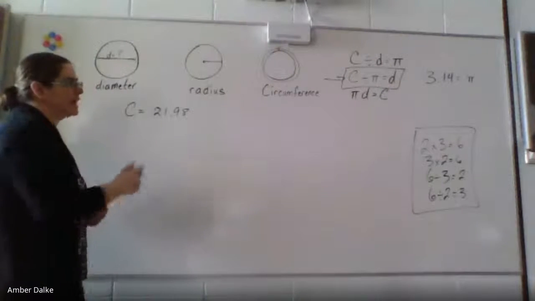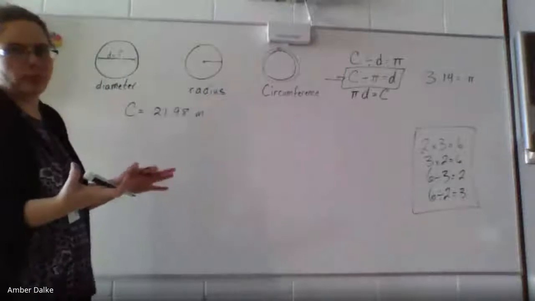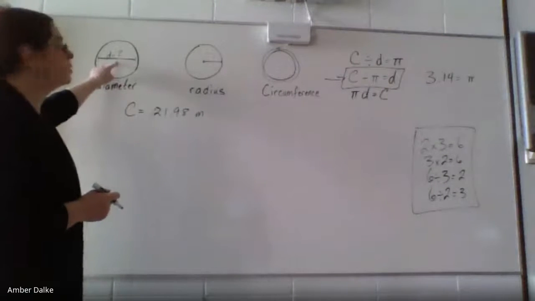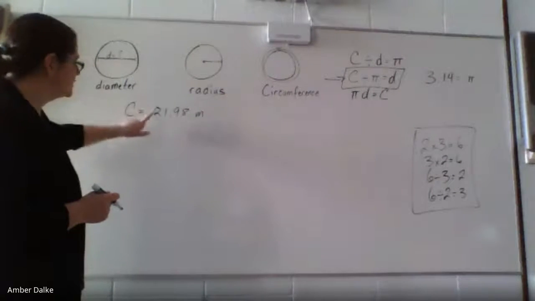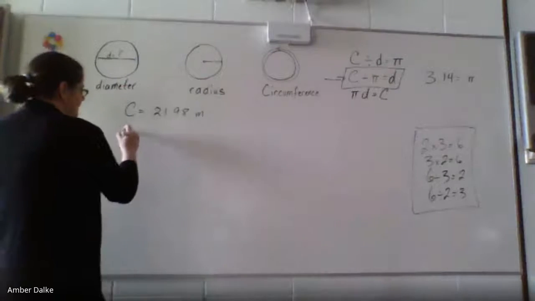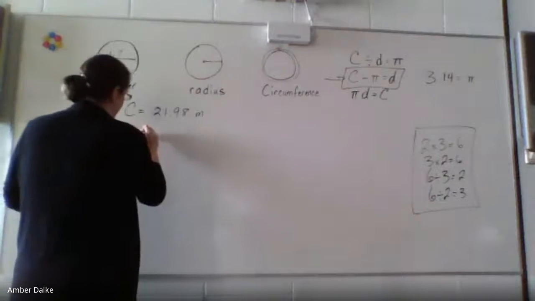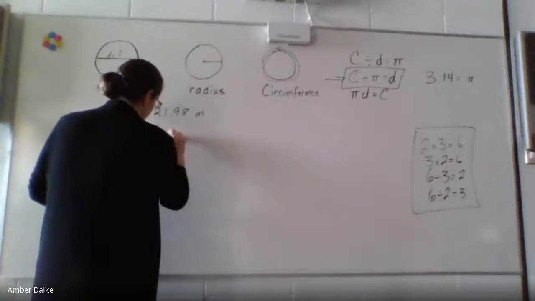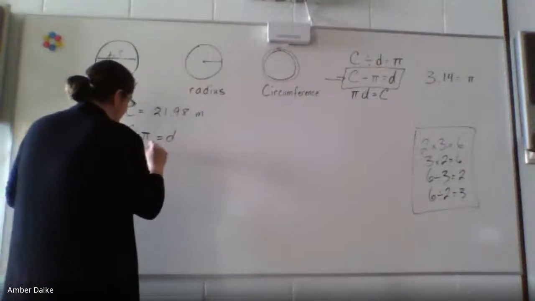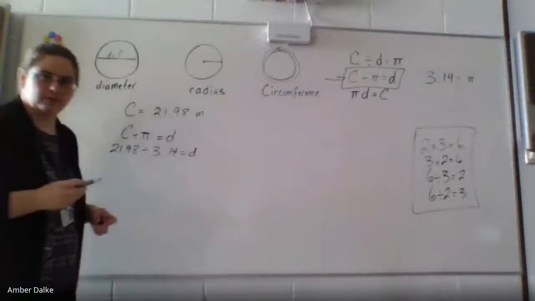Okay, so suppose we had a circumference of 21.98. Let's go with meters this time. Why not? Okay, we had 21.98 meters, and I wanted to know what the diameter of a circle was based on this circumference. I'm going to use my formula. If I take my circumference divided by pi, I get diameter. So 21.98 divided by 3.14 should give me the diameter I'm looking for.